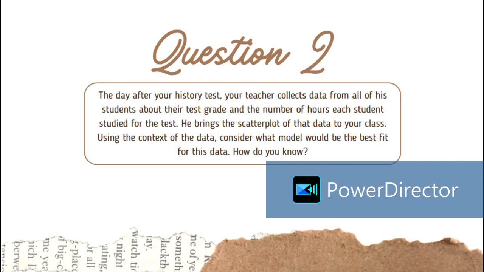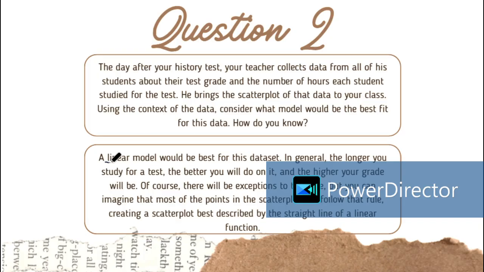The day after your history test, your teacher collects data from all of his students about their test grade and the number of hours each student studied for the test. He brings the scatter plot of that data to your class. Using the context of the data, consider what model would be the best fit for this data and how do you know? Pause it, figure it out, come back.